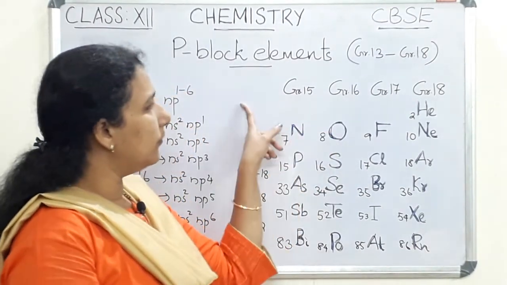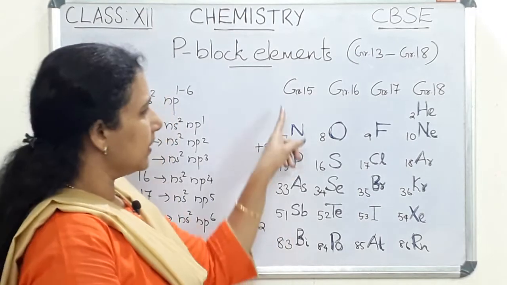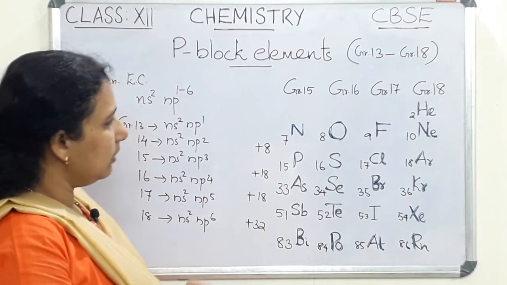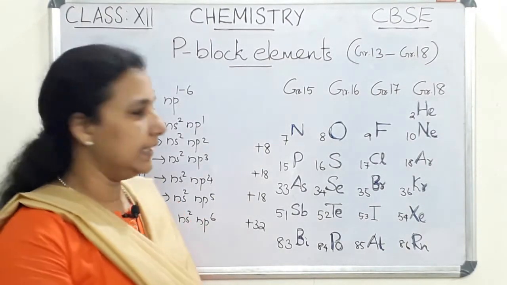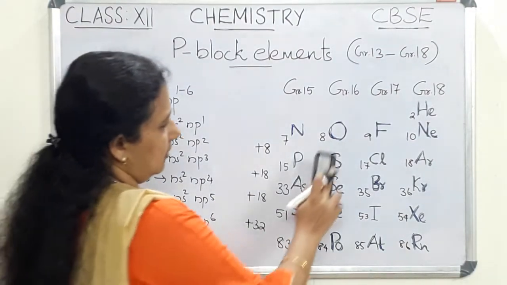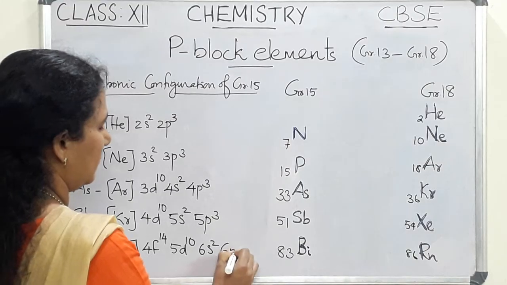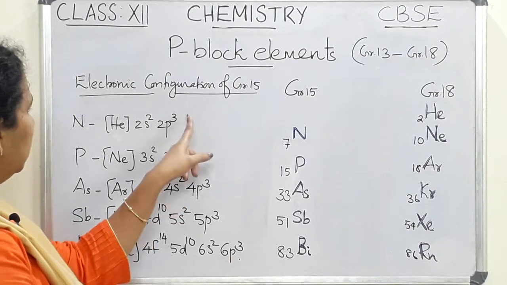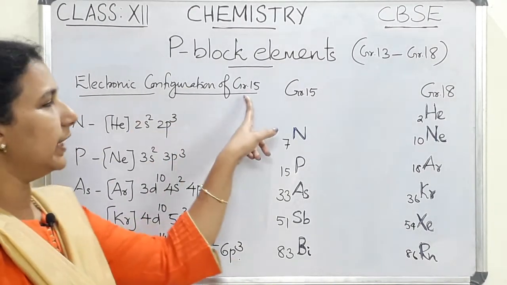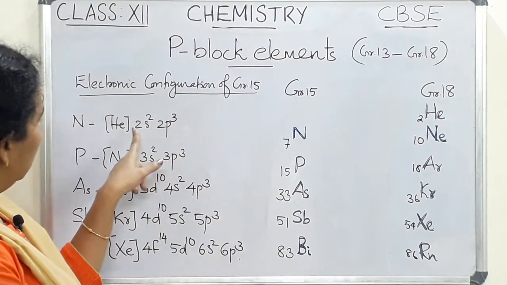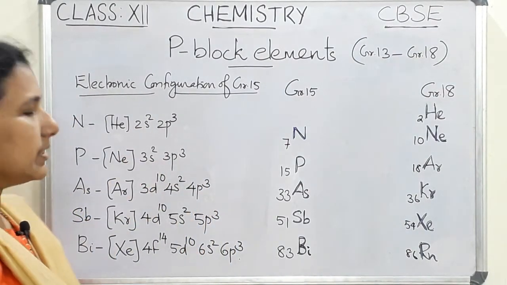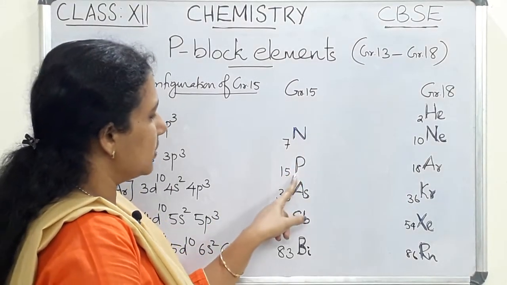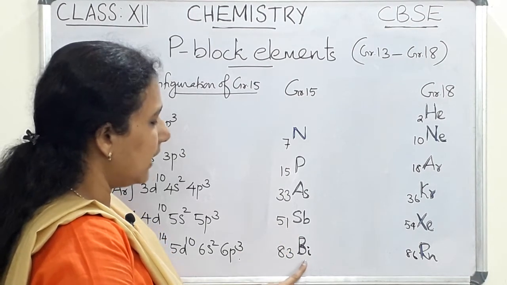So group 13, 14 you have studied in +1. So we will have to study group 15 to group 18 elements. Now let us study group 15 in detail. Now I have written the electronic configuration of group 15 elements. So group 15 elements are nitrogen, phosphorus, arsenic, antimony and bismuth.